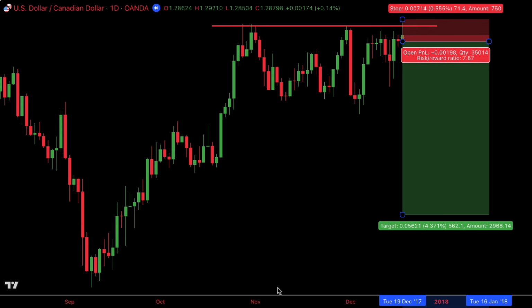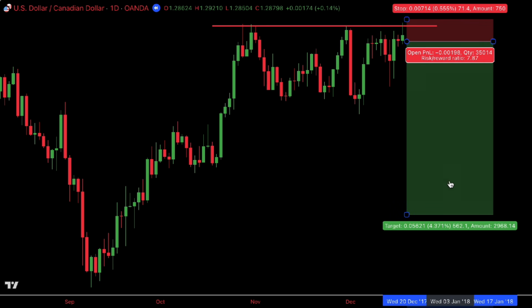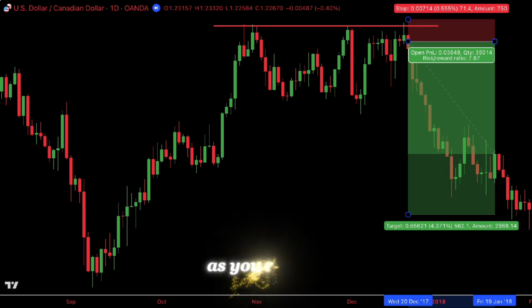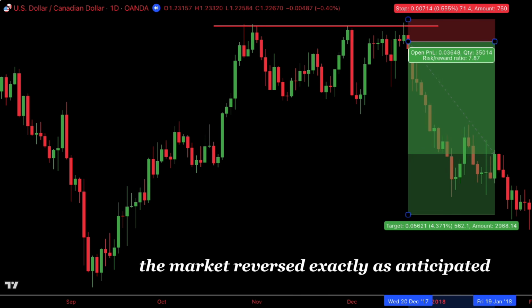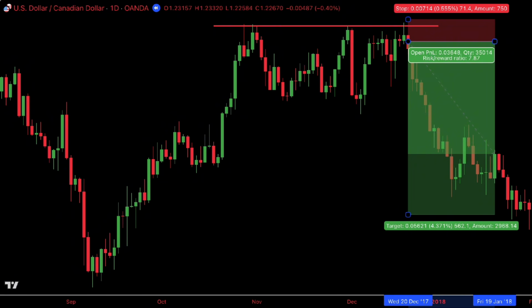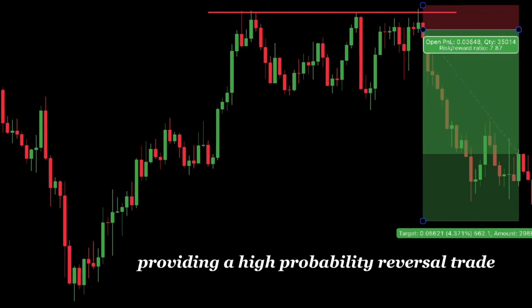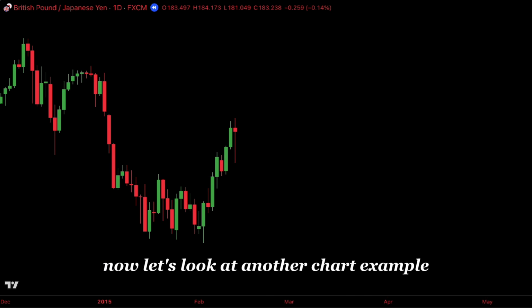Place your stop loss just above the pin bar and set your profit target at the next major support level. Now, look at what happened next. As you can see, the market reversed exactly as anticipated and reached the target, providing a high probability reversal trade. Now, let's look at another chart example.